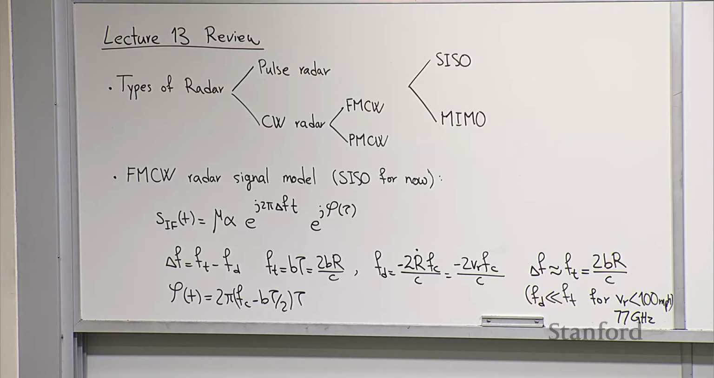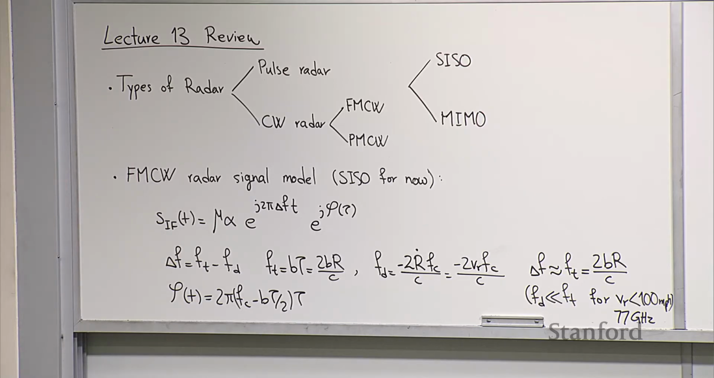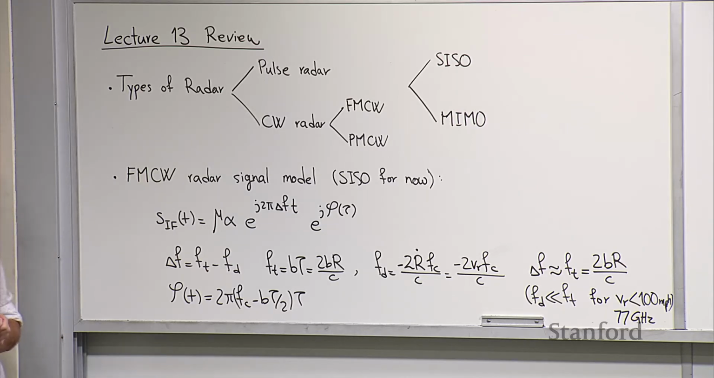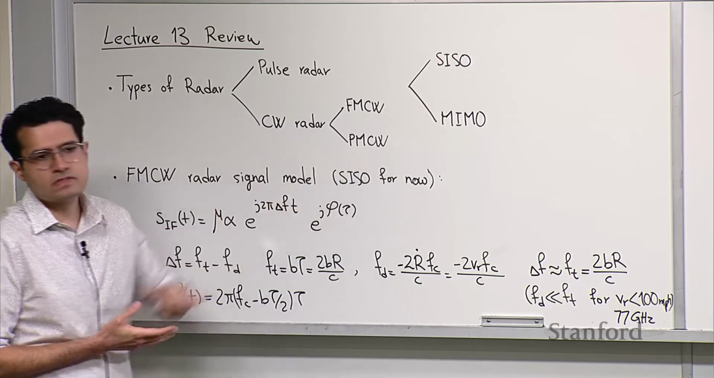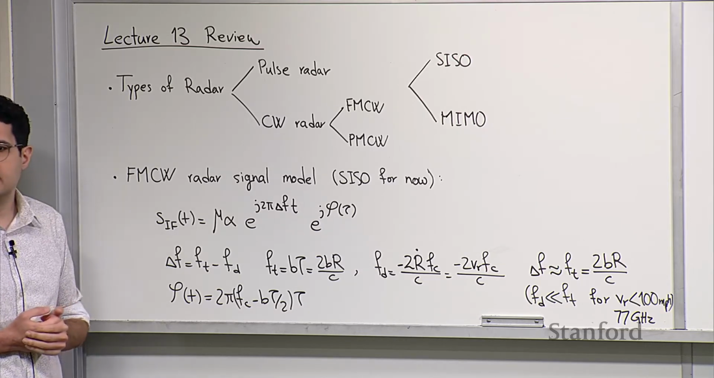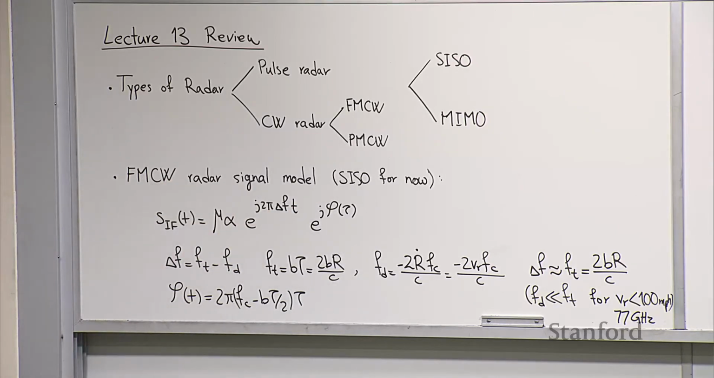So we have FMCW radar, which stands for frequency modulated continuous wave radar, and that's the one that sends linear frequency chirps. And then you can have your PMCW radar, which stands for phase modulated continuous wave radar, which sends ranging codes such as PN sequences or M sequences, exactly like GPS. We haven't talked much about PMCW yet, but we'll get to it today.